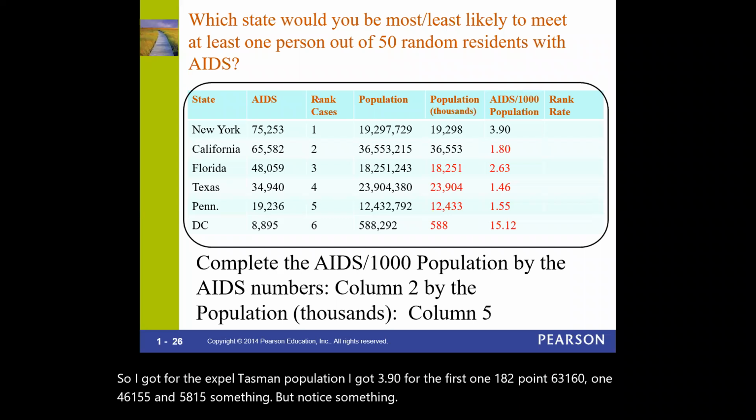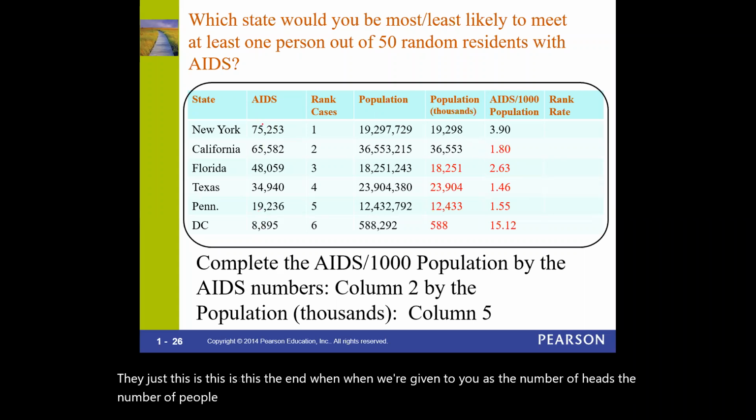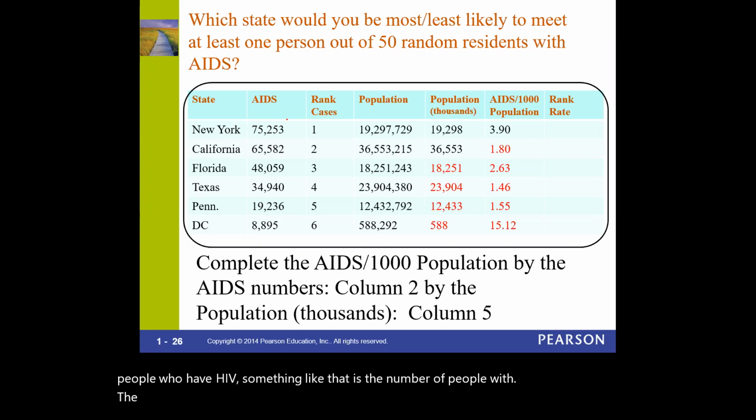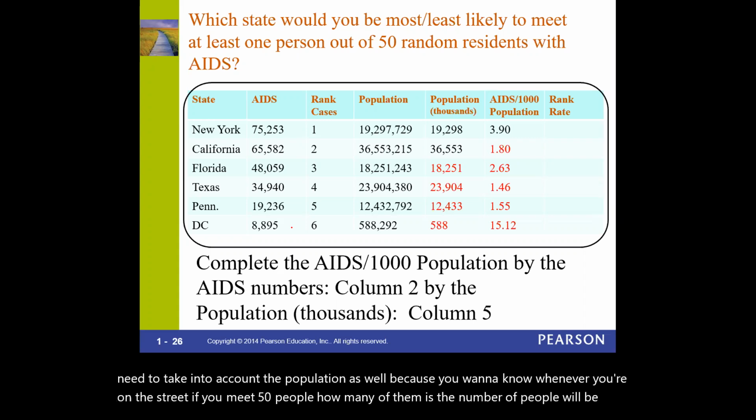Earlier, the rank was given to you as the number of heads, the number of people who have HIV. It's the number of people with the sickness. So New York got more people, and then DC got less people. But you need to take into account the population as well, because you want to know whenever you go on the street, if you meet 50 people at random, how many of them will be HIV positive.